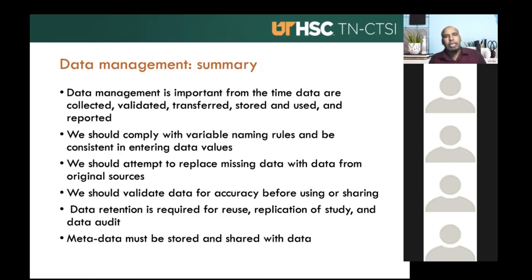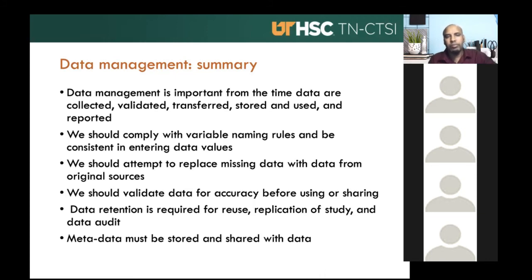So in summary, data management is important at the time data are collected, validated, transferred, stored, used, and reported. So we have to always stick to certain best practices: variable naming rules, values and validation, data dictionary, and how to handle missing values. All those best practices are very important when we collect data, store data, transfer data, and use and report the findings from data analysis.